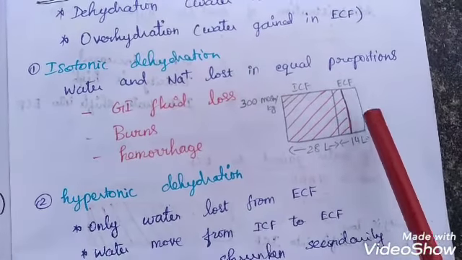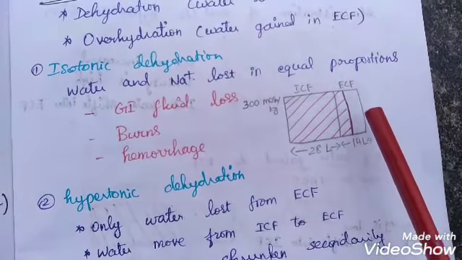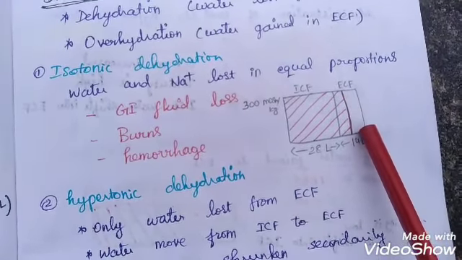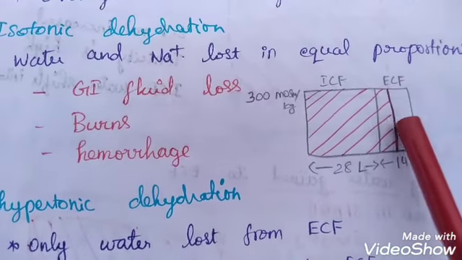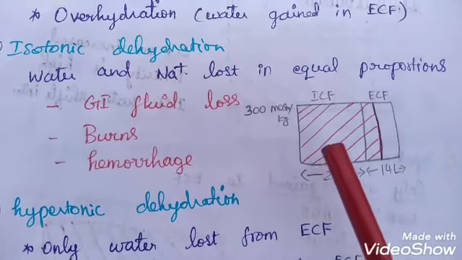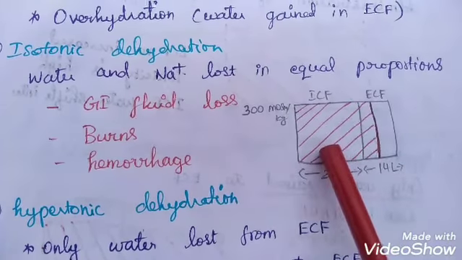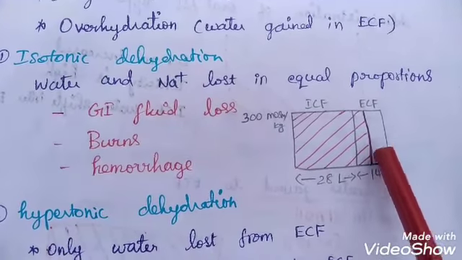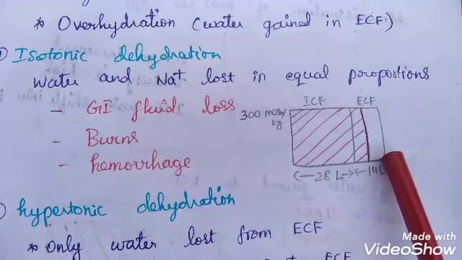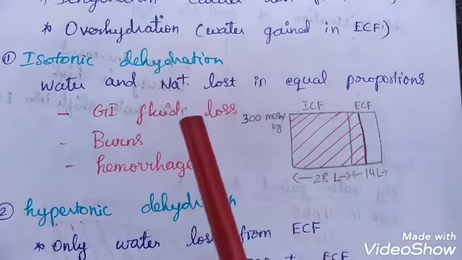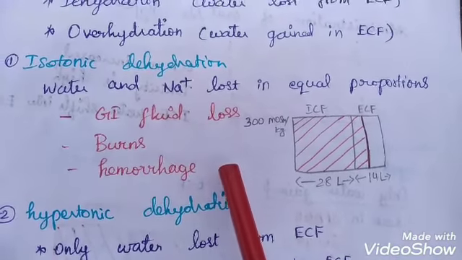So in isotonic dehydration, water and sodium are lost in equal proportion. So here you can see water and sodium lost in equal proportion. So there is no change in the intracellular fluid compartment, only water lost in the extracellular fluid compartment. This happens in GI fluid loss, burns and hemorrhage.